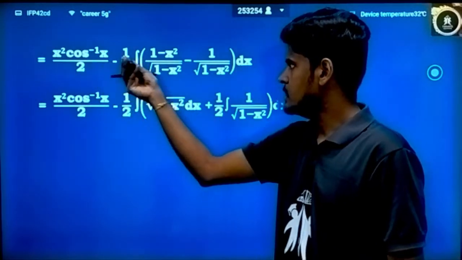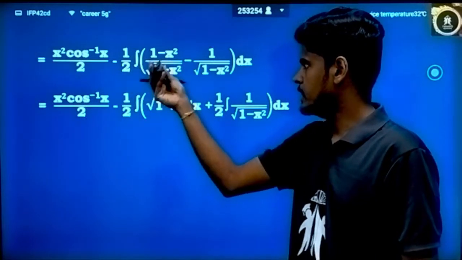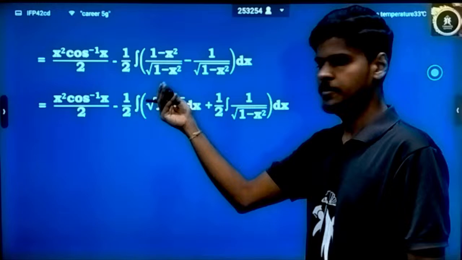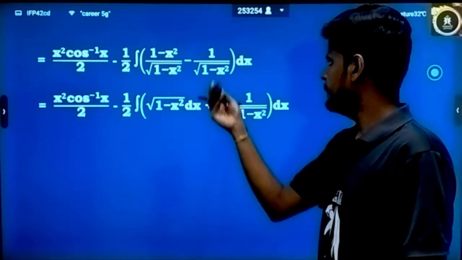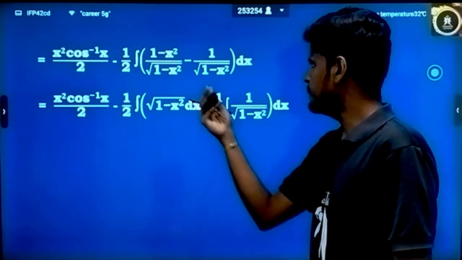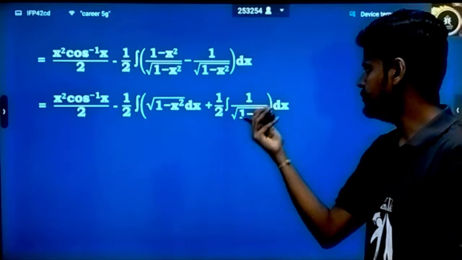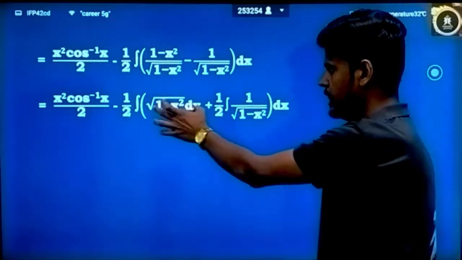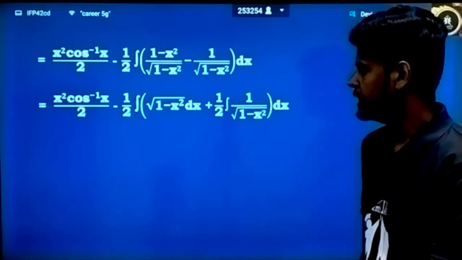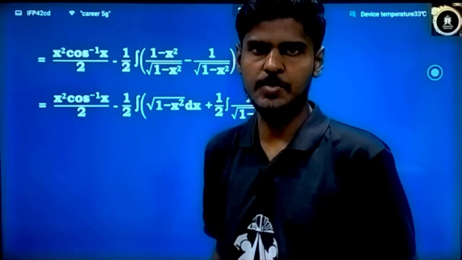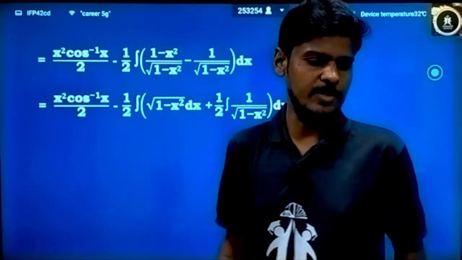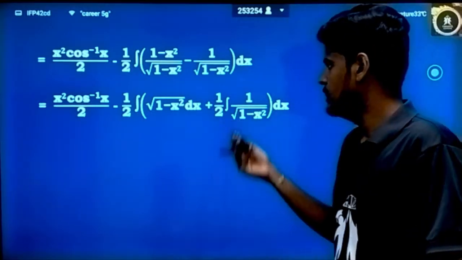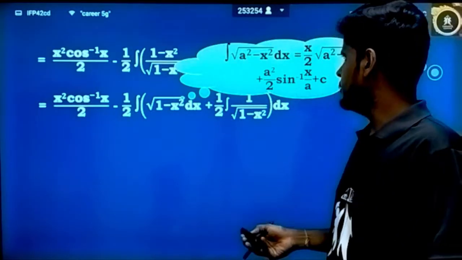So first is as it is, minus half into integral of root of 1 minus x square, x by root x type. Minus into minus will become plus half into integral of 1 by root of 1 minus x square. This is sin inverse x, and we already know the formula for integral of root of a square minus x square. What is the formula? x by 2 root of a square minus x square plus a square by 2 sin inverse x by a. So we will just apply the formula.